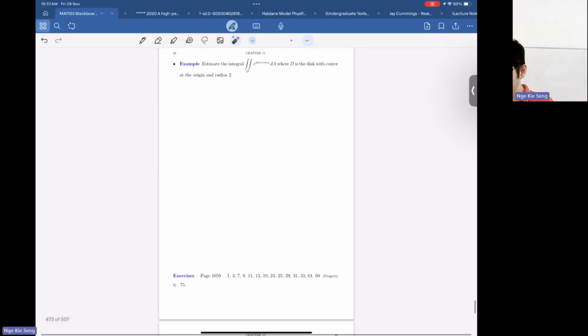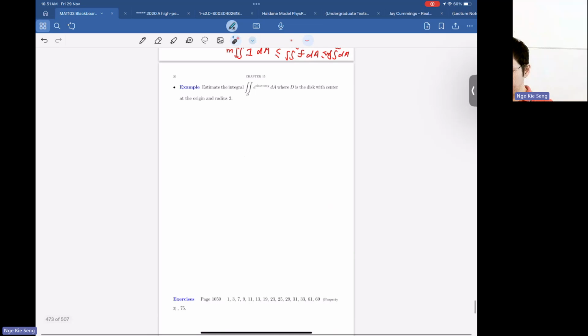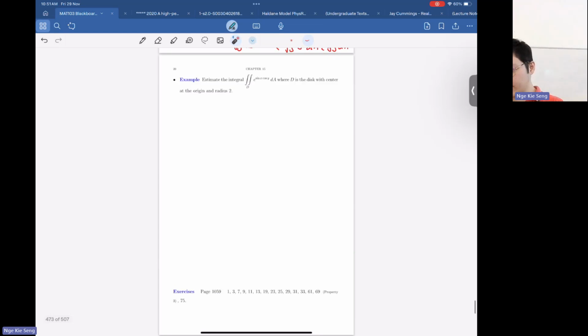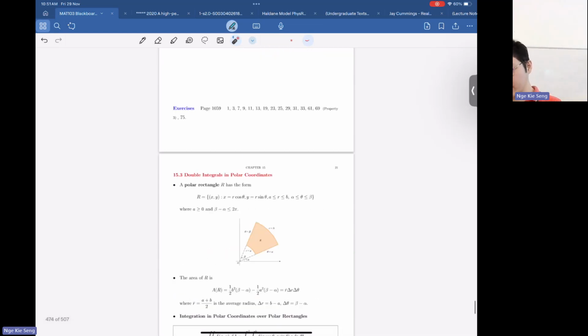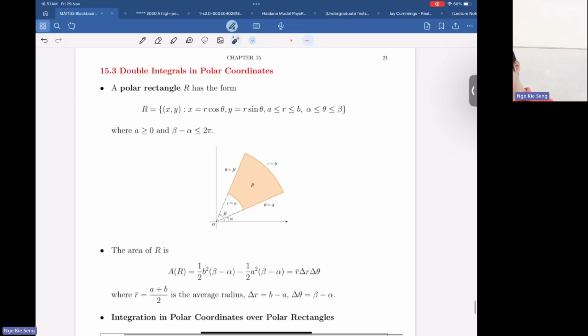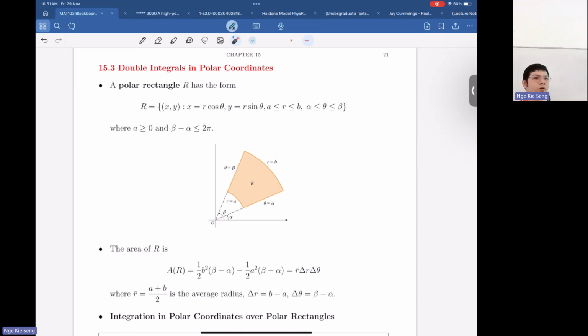So far, that's it for the double integral in rectangular coordinates. In the next hour, we'll do the double integral in polar coordinates and see how we do this. Let's take a break until 11:01.